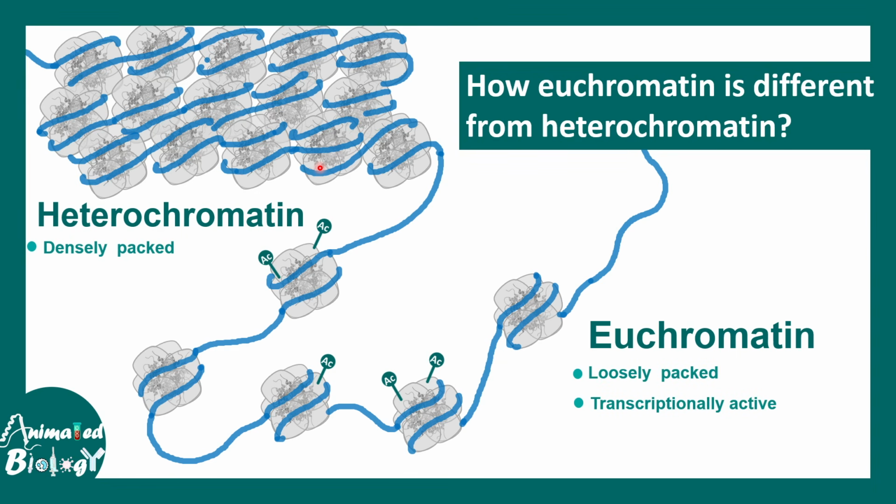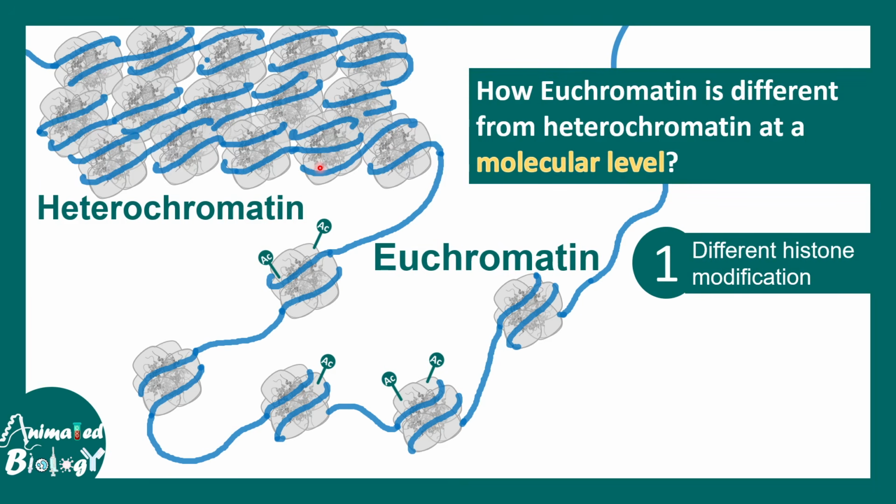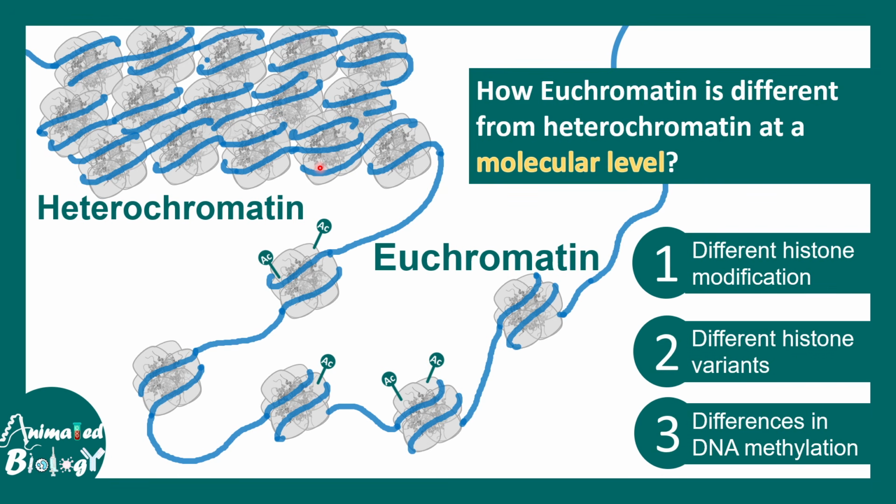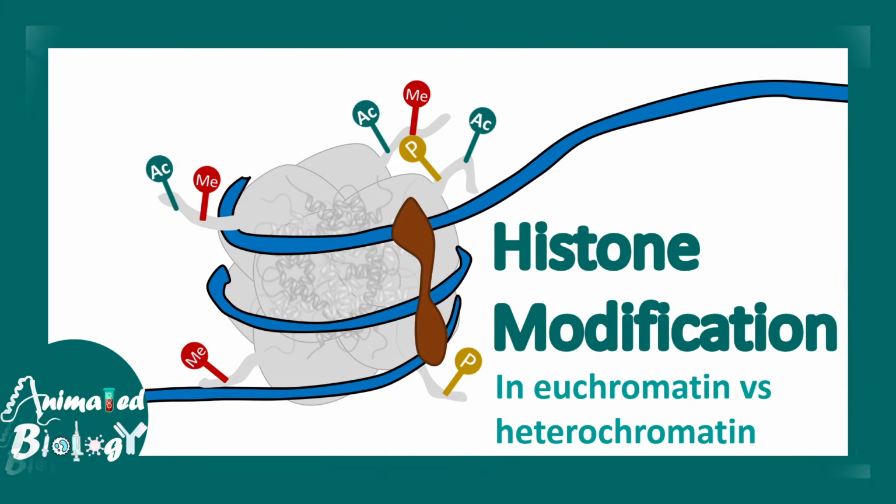and euchromatin is loosely packed. Euchromatin is transcriptionally active, heterochromatin is transcriptionally silent. Now there are many other aspects by which they can differ. So there are different histone modifications that exist in euchromatin versus heterochromatin, different histone variants, and different levels of DNA methylation.